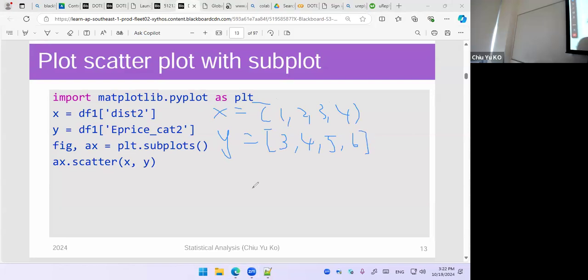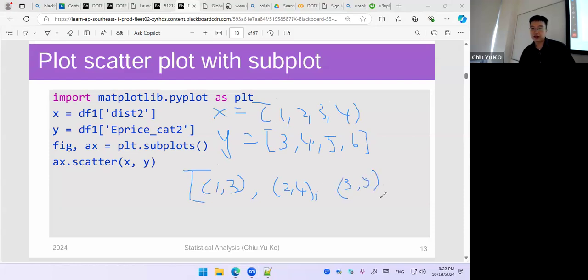But we actually don't want this, because what we want is the following. We want 1, 3 as the data, and 2, 4, and 3, 5, and so on. And that is called zip. XY is a list, where this is the first element, second, third and fourth. You combine them element by element, and you call it zip. So I zip them together.